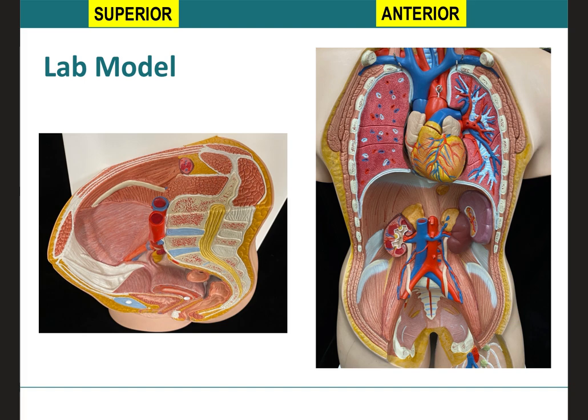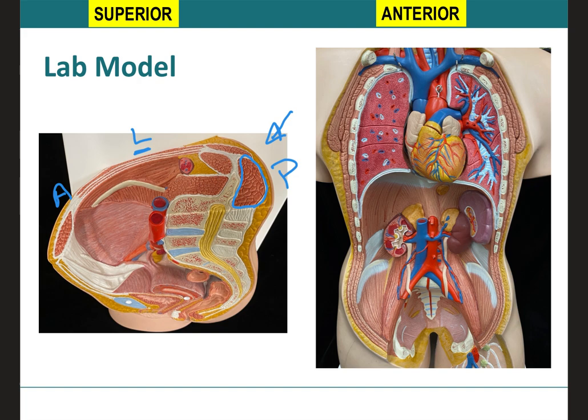Here we have the lab models. We can start by adding to this transverse cut over here. Remember, this was your erector spinae group. Therefore, this is posterior and this is anterior. And this part over here will be lateral.